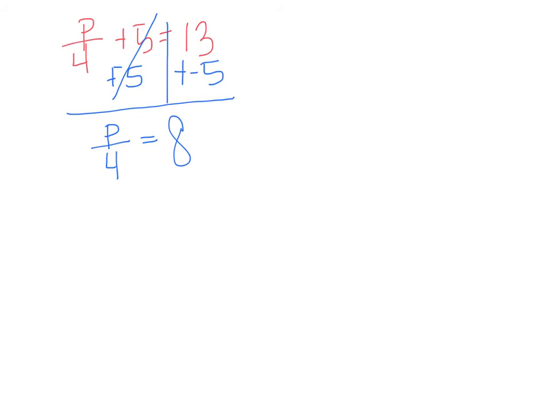Now I want to get P alone, so the opposite of dividing is we are going to multiply by 4. Now make sure when you do this, you put your 4 up on top, because this is the same thing as 4 over 1, and that will be important when we start working with fractions. I'm going to do that to the other side. So I'm left with P equals 32. I want you to do a check on your own in your notes to make sure that it is correct.